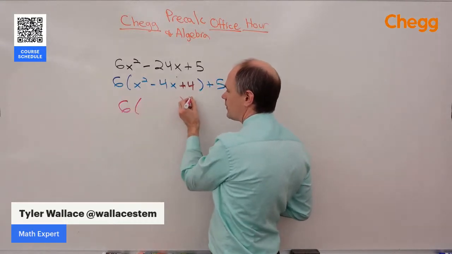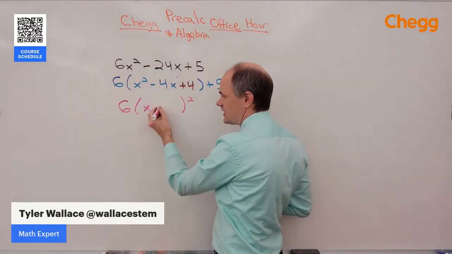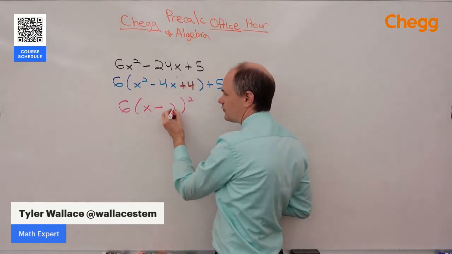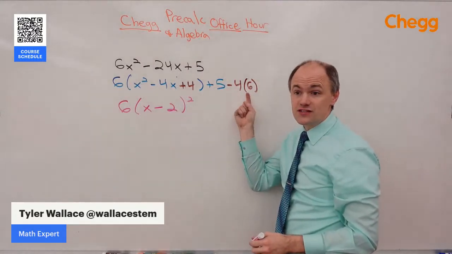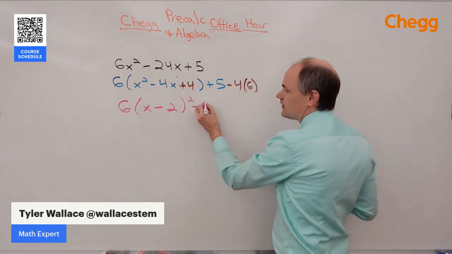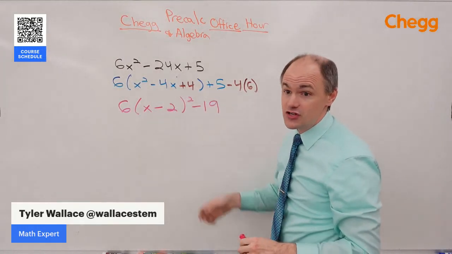And now we've got a perfect square. Square root of x squared is x. Bring down the minus. The square root of 4 is 2. And then all of this stuff left over: 4 times 6 is 24. Plus 5, we get minus 19. And we've completed the square on this expression.